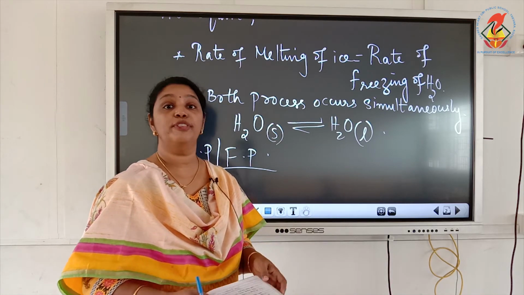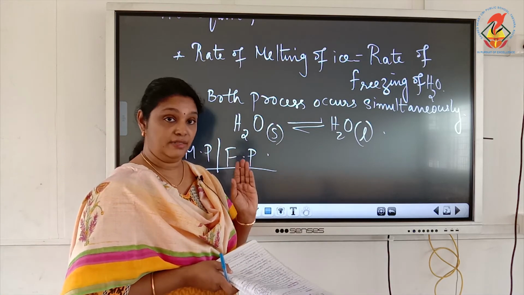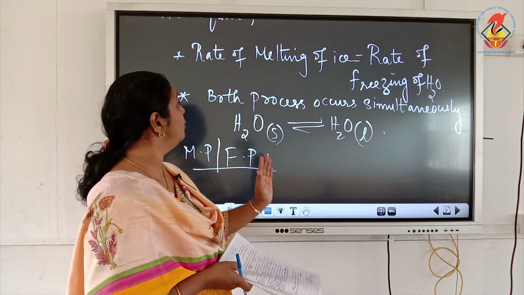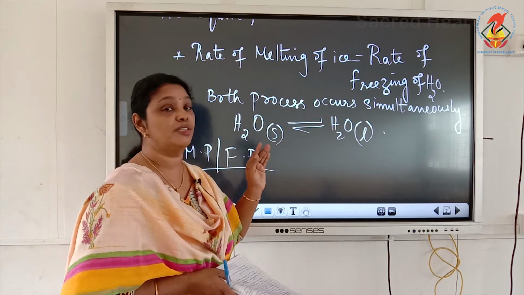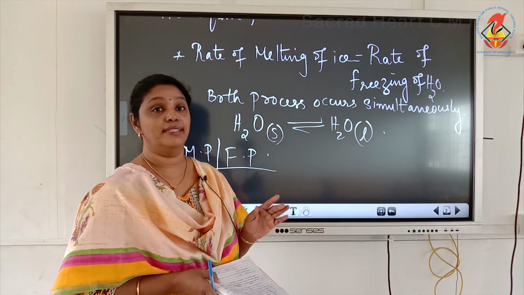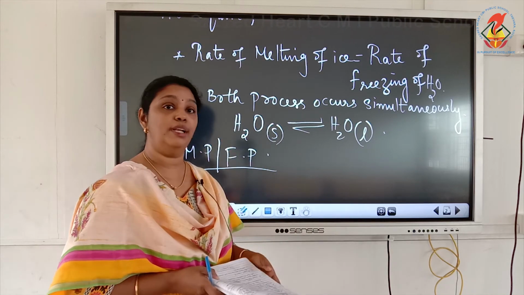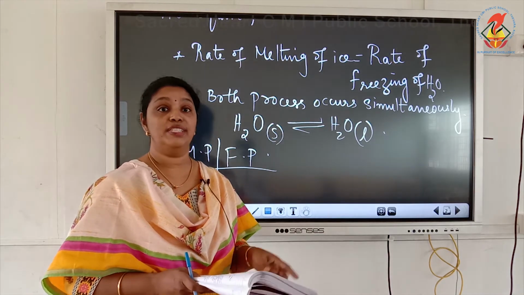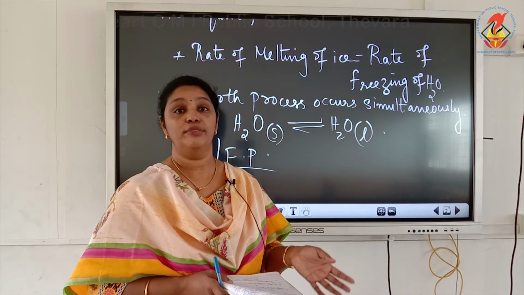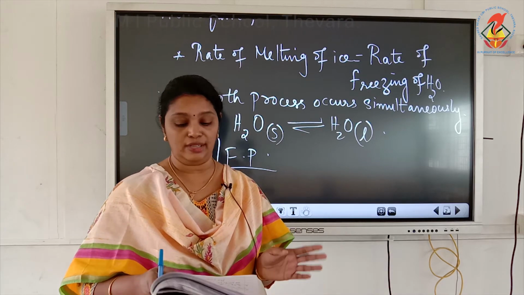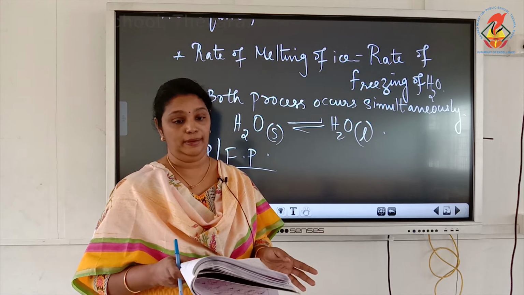So, this is the first type of physical equilibrium, that is solid liquid equilibrium, and we know at equilibrium the rate of melting of ice is equal to the rate of freezing of water. Also, both processes occur simultaneously, and we can represent that equilibrium as H2O solid in equilibrium with H2O liquid. And here the physical quantity that remains constant is melting point or freezing point, which is the temperature at which the solid and liquid form of a substance exist in equilibrium.